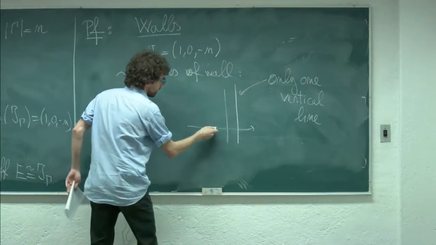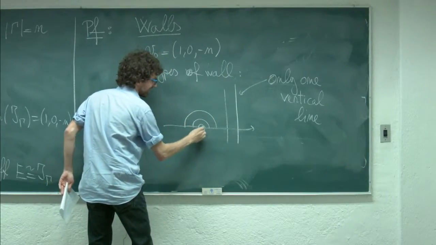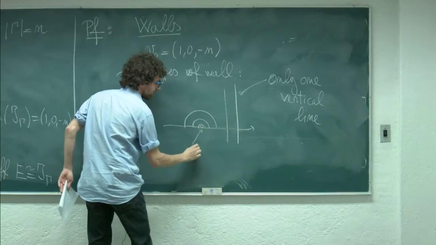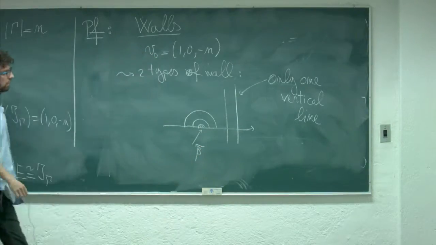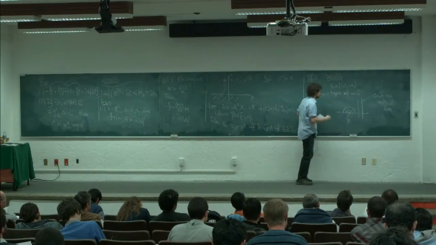And the others are semicircles, you probably saw this picture, which are nested, and they're converging to a certain point, which I will call beta bar. Okay, so what this picture means is the following. These are nested semicircles.